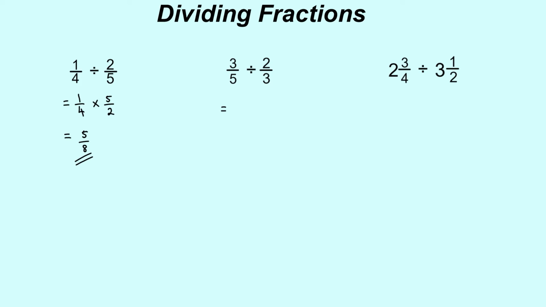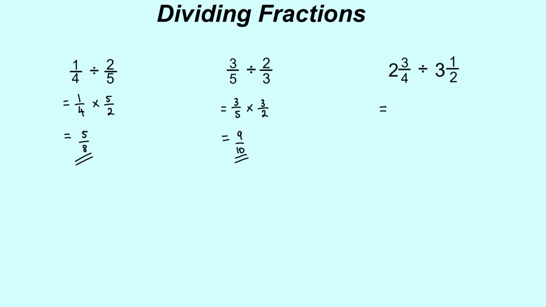Let's look at this one. So same rule, we take the first fraction and just carry that down, we change to times, and we flip the second upside down. Top times top, 3 times 3 is 9, bottom times bottom, 5 times 2 is 10, and we end up with 9/10. So nice, easy, straightforward rule.